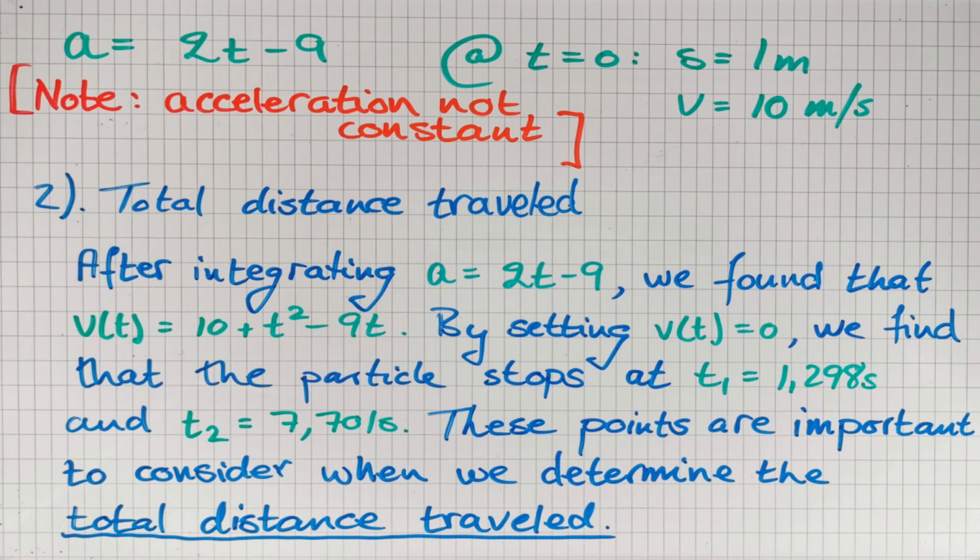So after integrating the equation for acceleration that we were given, a is 2t minus 9, we found that velocity as a function of time is 10 plus t squared minus 9t. By setting the velocity equal to 0, we find that the particle stops at 2 points. The first one is t1 is 1.298 seconds and t2 is 7.701 seconds. And these points are important to consider when we determine the total distance traveled.